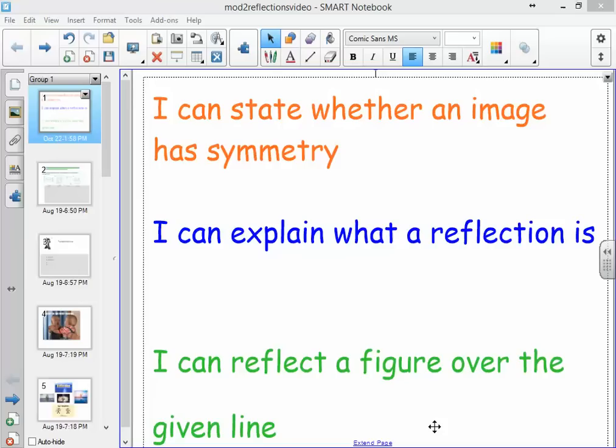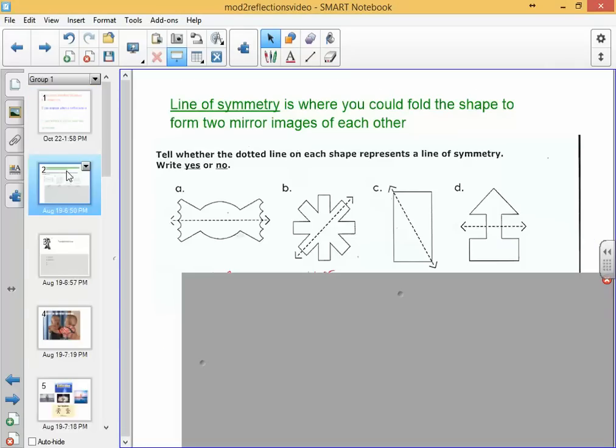The learning targets for this lesson are: I can state whether an image has symmetry, I can explain what a reflection is, and I can reflect a figure over the given line. So first definition we're going to look at is the line of symmetry. It's where you can fold the shape to form two mirror images of each other.